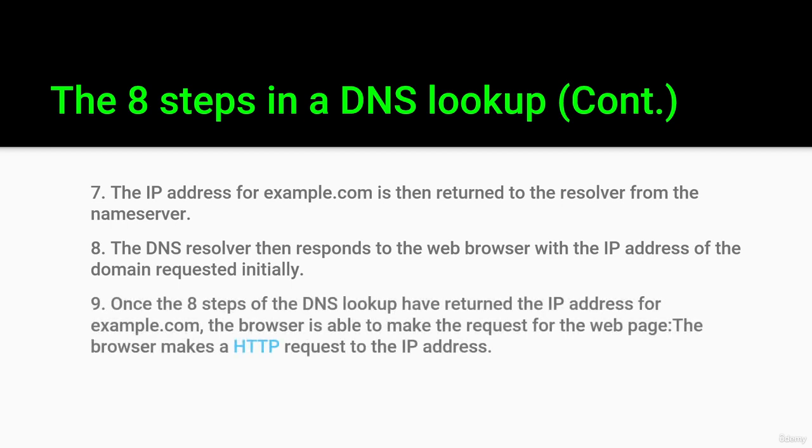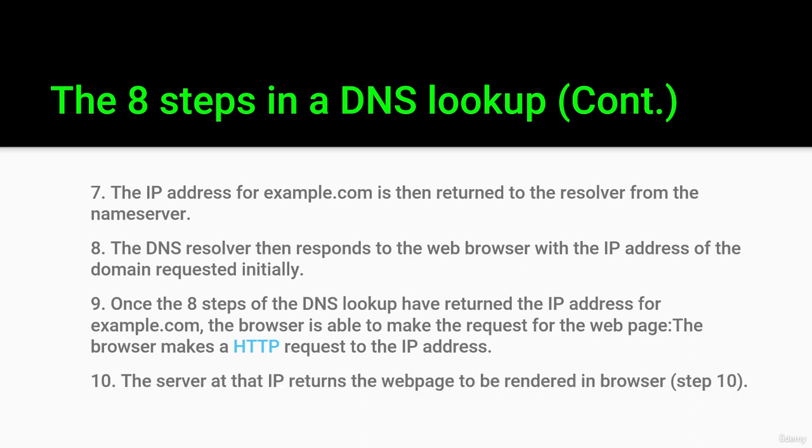So once the 8th step of the DNS lookup has returned the IP address for example.com, the browser is able to make the request for the web page. The browser makes an HTTP request to the IP address. The server at that IP returns the web page to be rendered in the browser. Now, it was 8 steps because until we get the IP address, this is the 8th step in the DNS. Now, these 2 steps, the 9th and 10th, are on the browser level, okay?